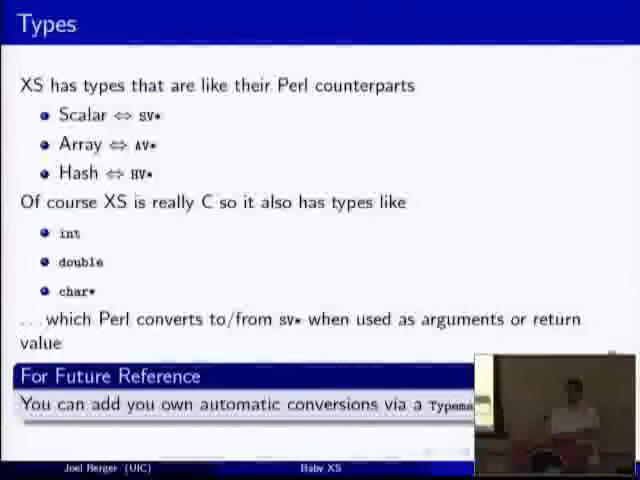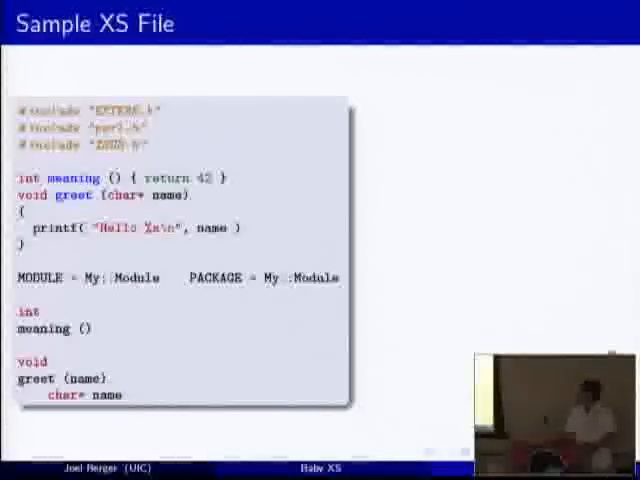For future reference, this is where that typemap file comes in. If you have something that you want to automatically return, and you want Perl to say, oh, I know how to do that, I'm returning my strange thing, but I want it to automatically pack it into a scalar for me, it can do that, but I'm not going to tell you how.